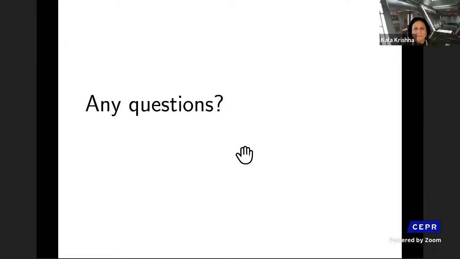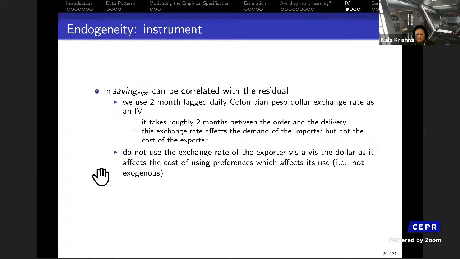Yeah, great. So now in the last part of this paper, I'm going to tell you about the things we worried about. Okay, what did we worry about? Well, we worried about the endogeneity of savings. Right?